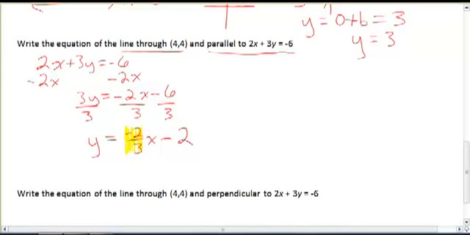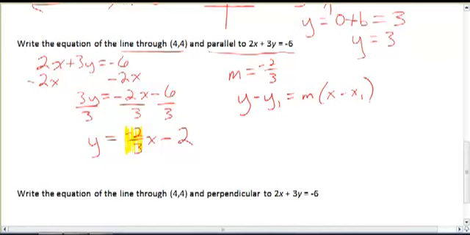The only reason we did all that was to figure out what the slope of the line was. Since our line is parallel to this line, its slope is the same. So the slope of our line then is -2/3. And now we're going to follow the same procedure we used before. We know the slope, we know a point, so I'm going to use point slope form. y minus y1 equals m times x minus x1.